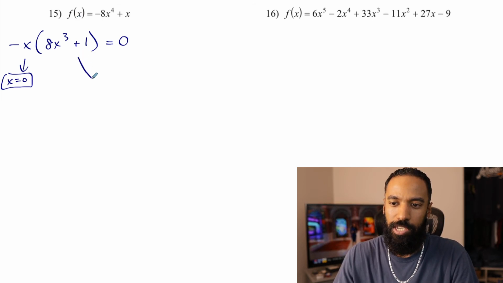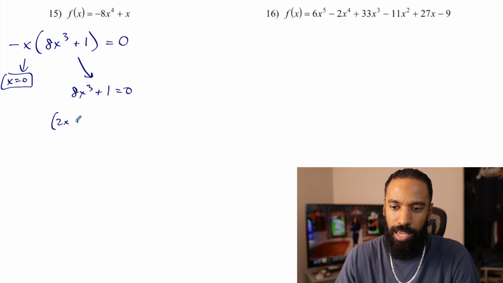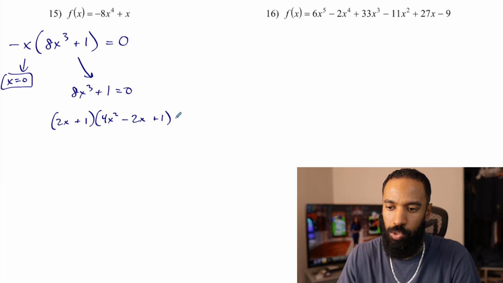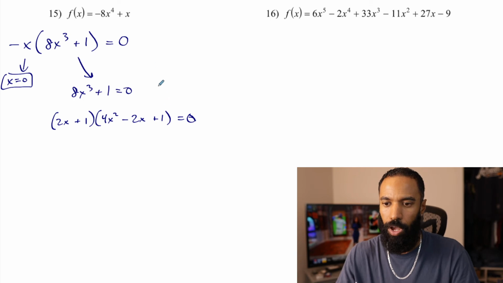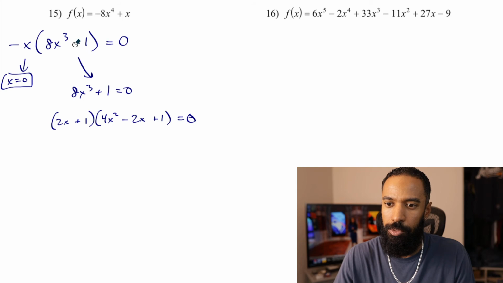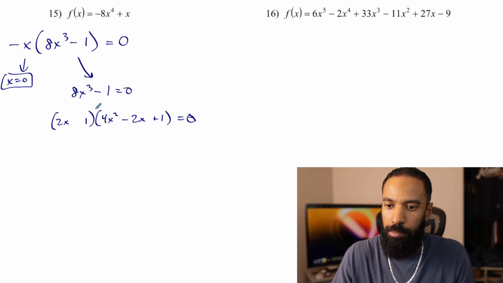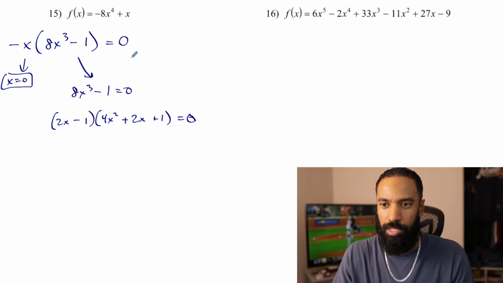This guy right here looks like a sum of 2 cubes. So this is going to be, if 8x cubed plus 1 equals 0, here we're cubing 2x, and here we're cubing 1. Then 2x quantity squared is 4x squared minus 2x times 1 plus 1 squared, and that equals 0. Whoops. Oh, I'm sorry. Hold on a second. This is a minus 1. It's still a sum of 2 cubes, but it's a minus. Let me do that again. Let's do that again. Difference of 2 cubes because I factored the negative out.